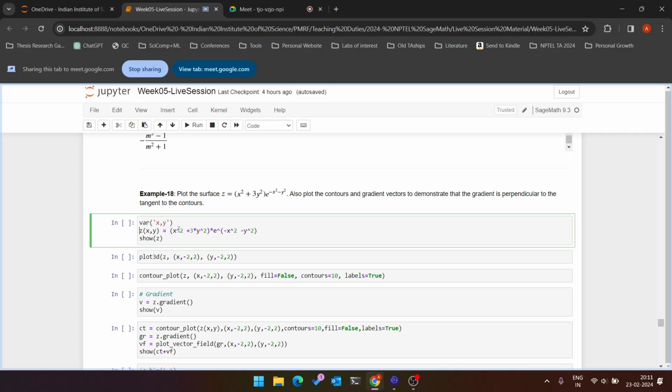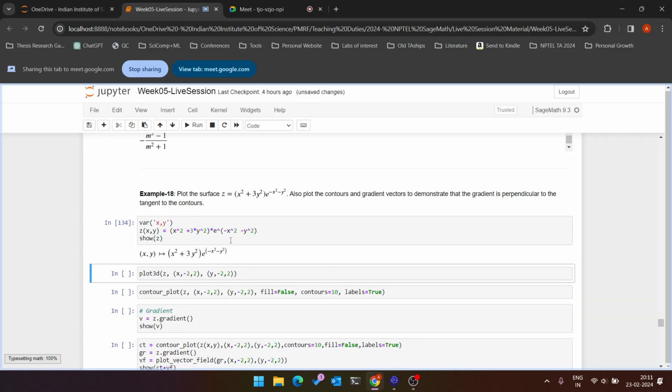We have our variables x comma y, and we define our function z of x, y as (x square plus 3y square) into e raised to minus of x square minus y square. Because of this e raised to minus x square minus y square, z would rapidly decrease away from the origin. In polar coordinates we know that x square plus y square is basically r square, so this thing becomes e raised to minus r square.